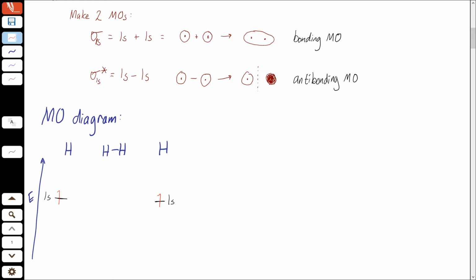Okay. So now we have to construct our molecular orbitals. Remember, the molecular orbitals are the two linear combinations that we found, the bonding and the antibonding. The bonding is lower in energy, it's more stable. The antibonding is higher in energy. So we put our two molecular orbitals in the middle, our sigma and our sigma star.